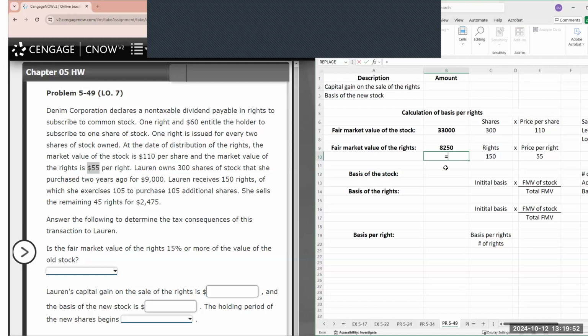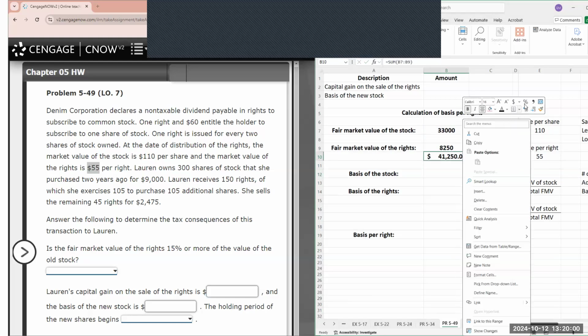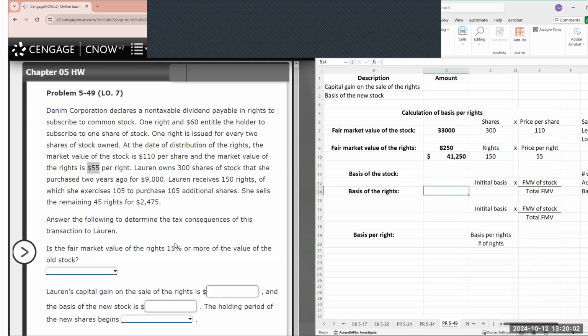So when we add these two up, we get a total of $41,250. So now from there, we need to determine, okay, well, what is the basis of the stock and what is the basis of the rights? So in order for us to do that, the basis of the stock would be determined as follows.